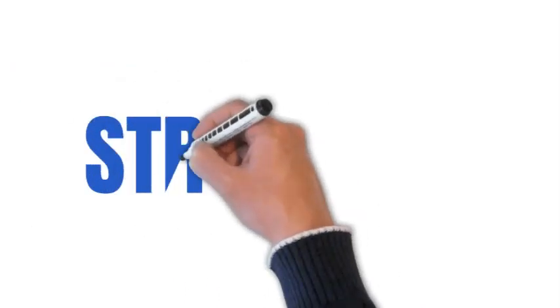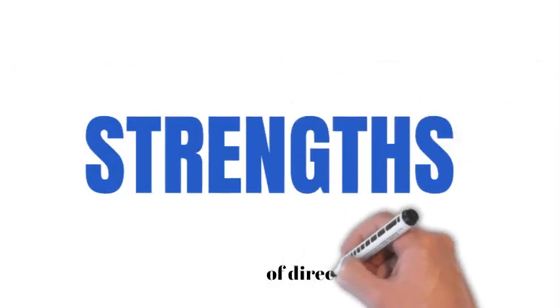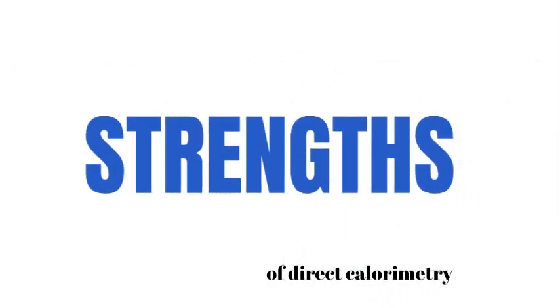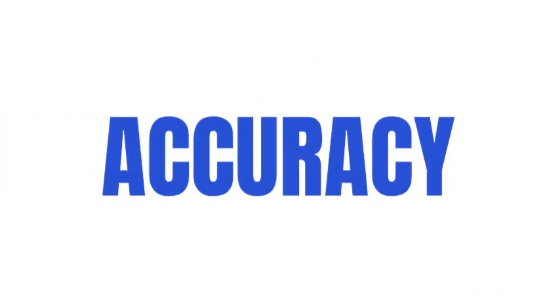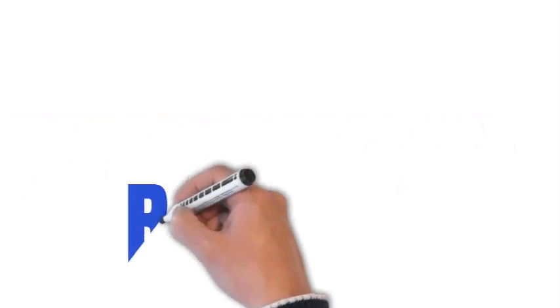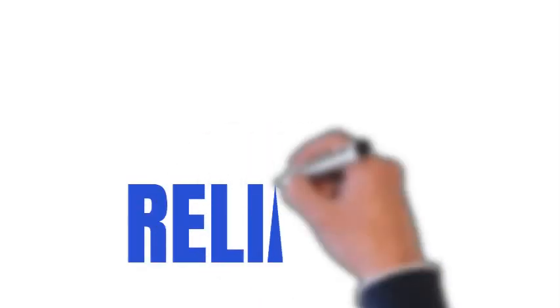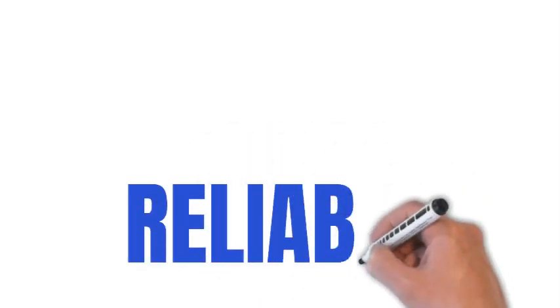Opposite to limitations, there are also strengths connected to direct calorimetry. First in the line is definitely accuracy. Direct calorimetry provides a highly accurate measure of energy expenditure as it directly measures heat production. Direct calorimetry is reliable. It is a reliable method for measuring energy expenditure and is considered the gold standard for this measurement.